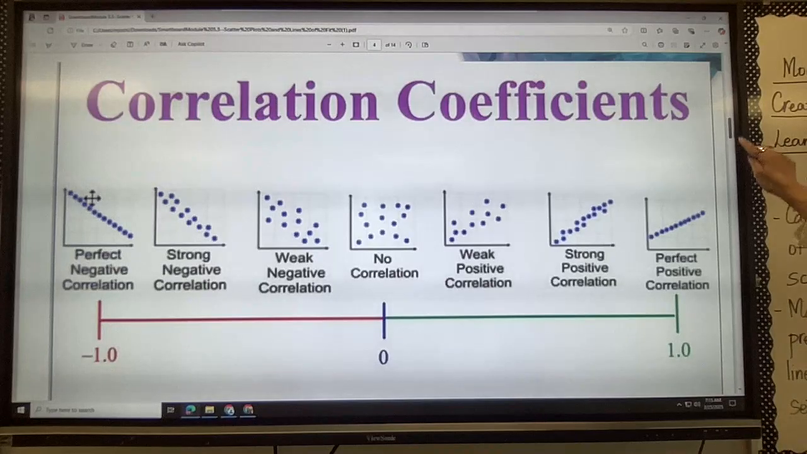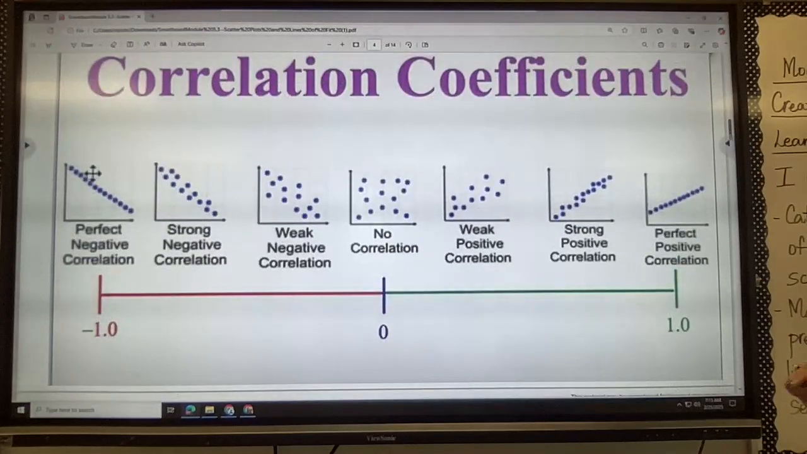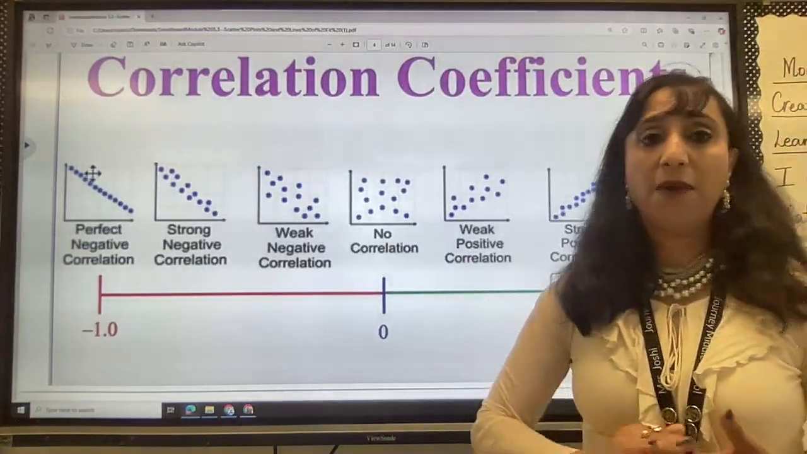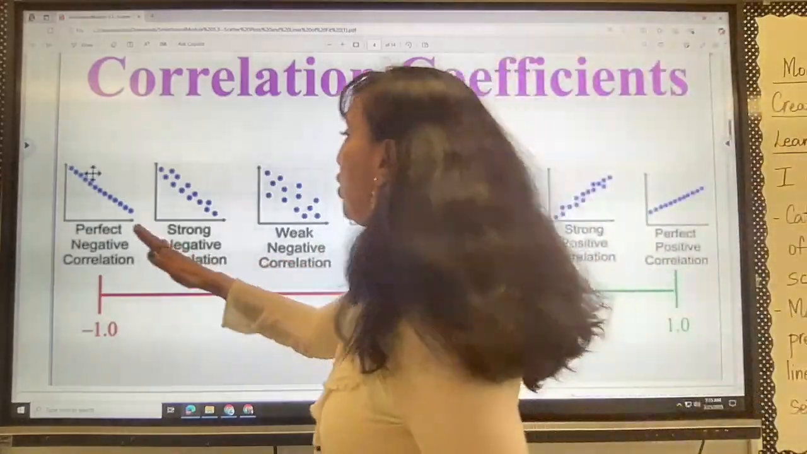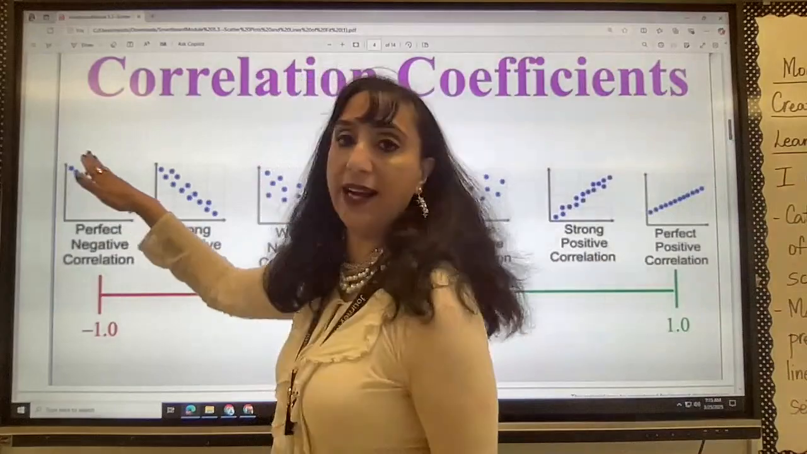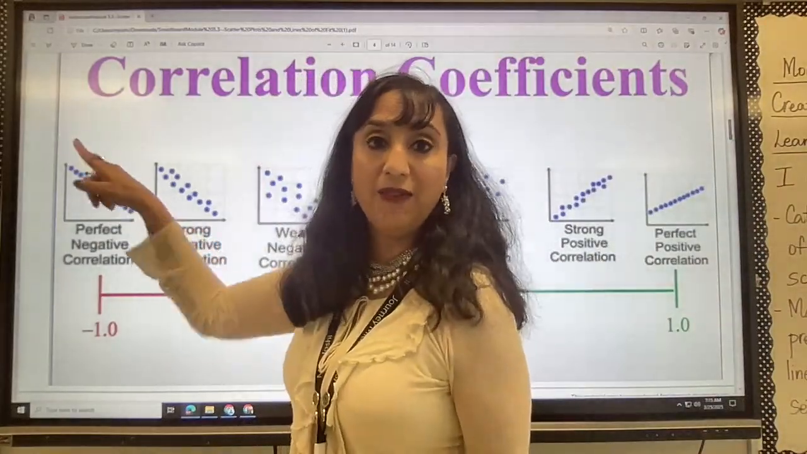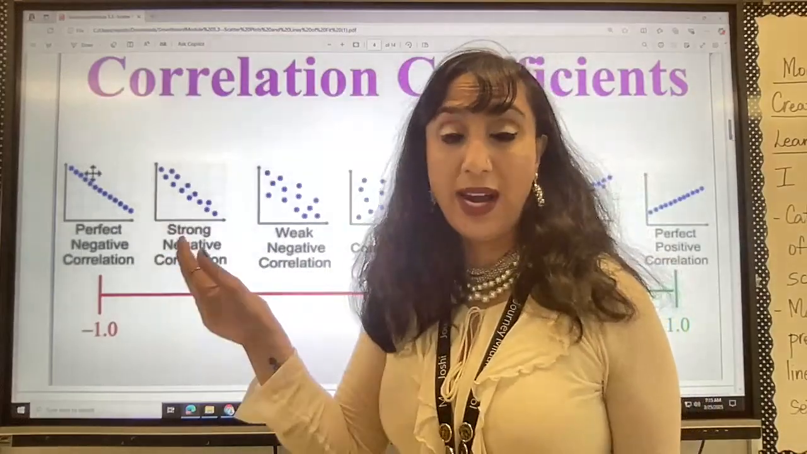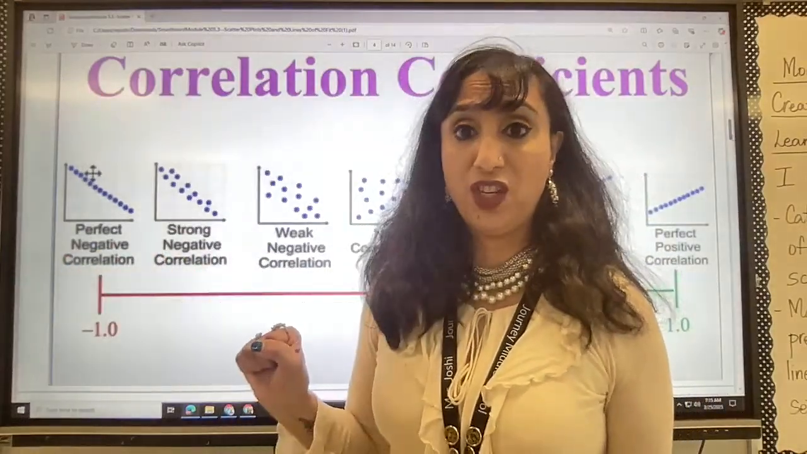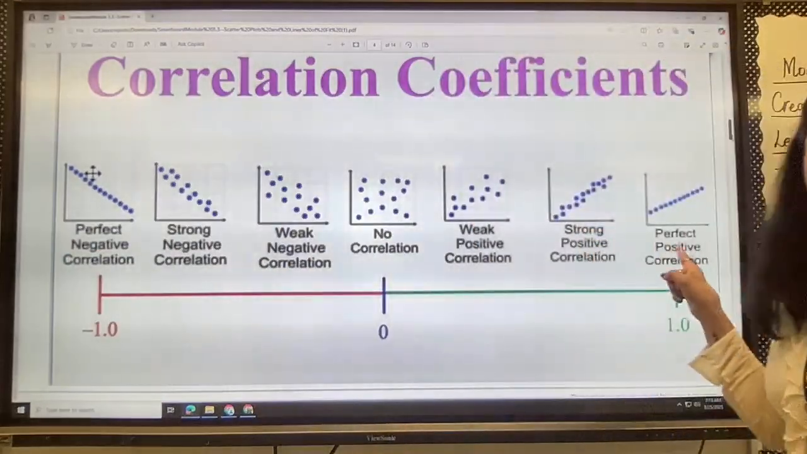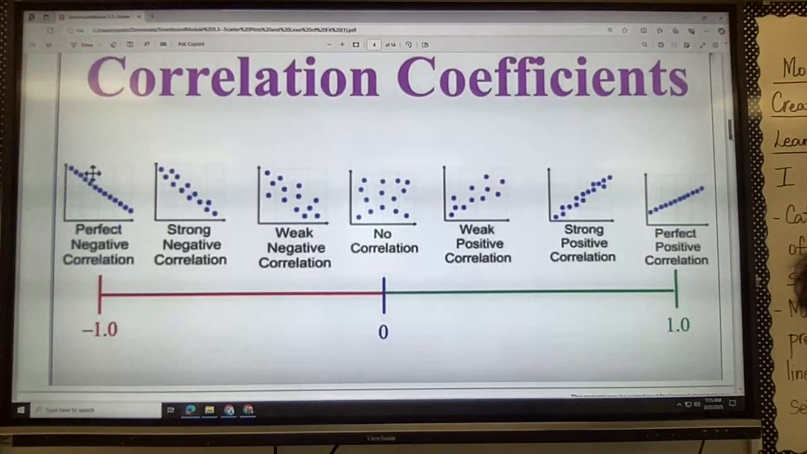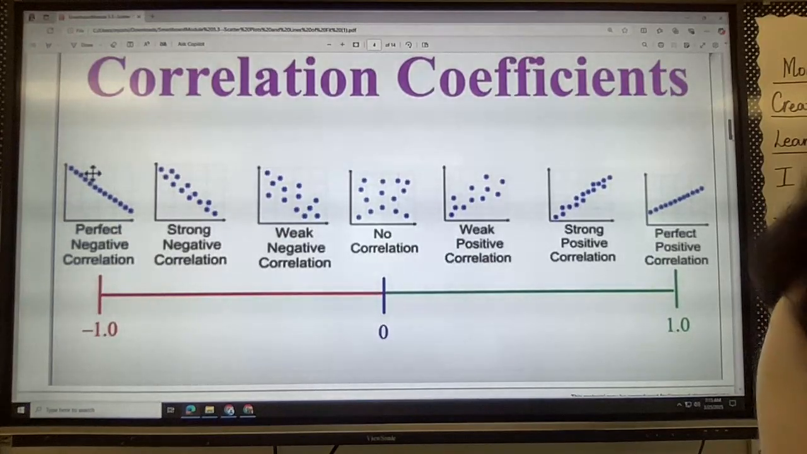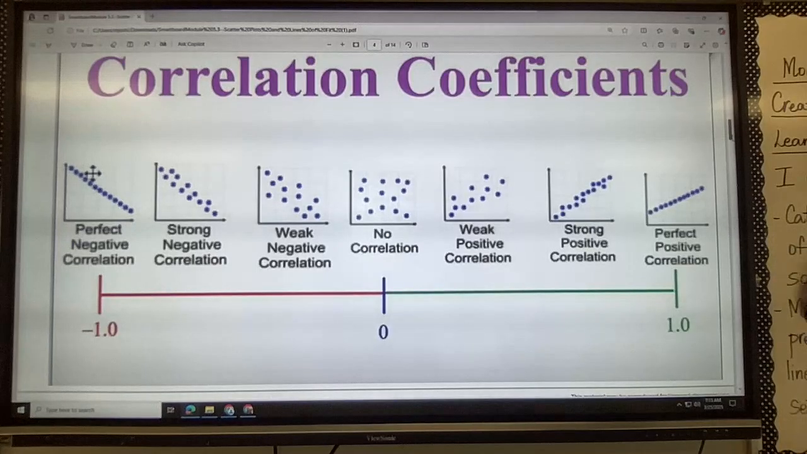Okay, so when I'm looking at correlation coefficients, I can see that my graph can be a perfect negative correlation. If it's a straight line going down, and I'm plotting a line, it's going to go straight through, right? So that's a perfect negative correlation. And on the extreme right, I'm going to have a perfect positive correlation. And everything else is going to fall in between.